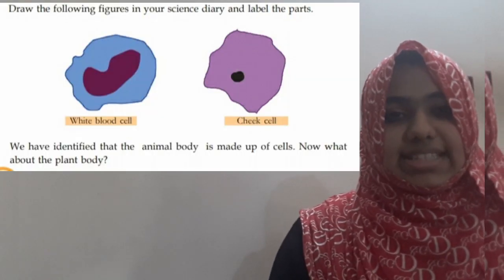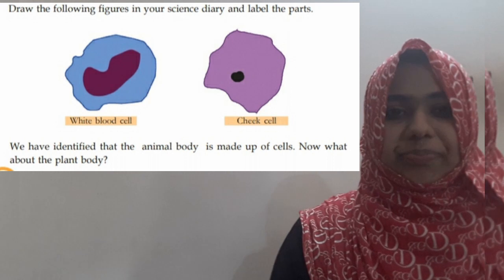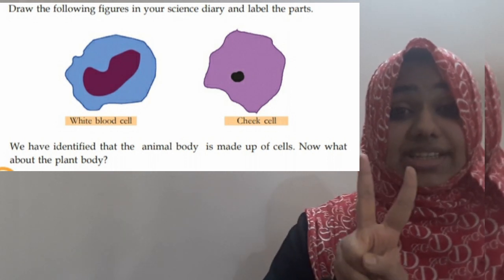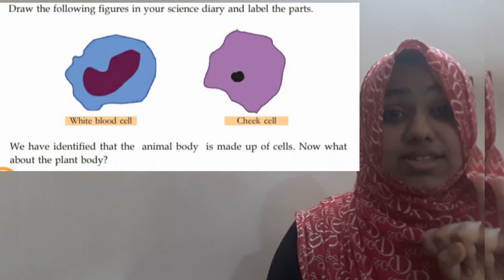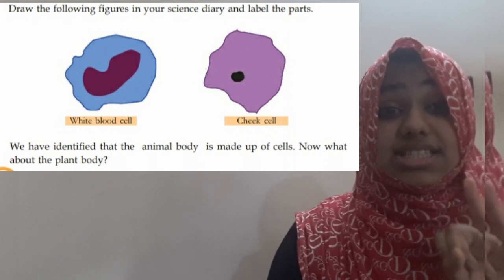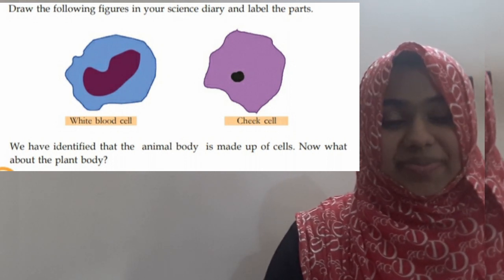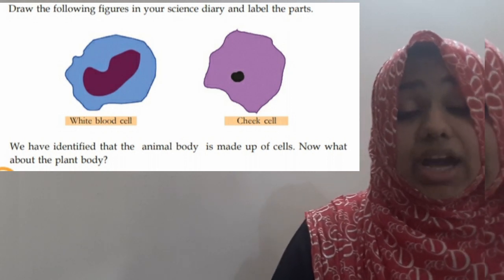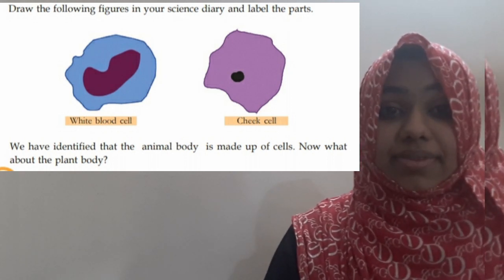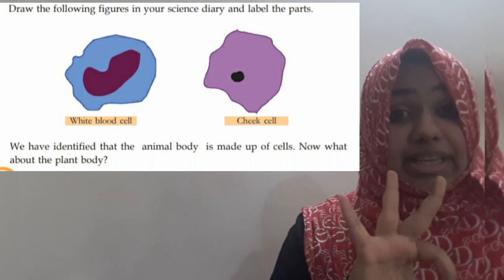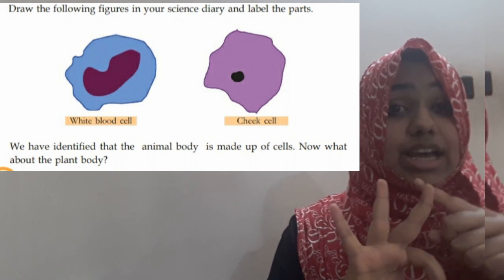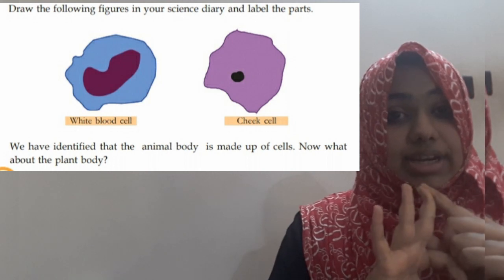Now again, there is an activity. Draw the following figures in your science diary and label the parts. Which are the two cells given here? The given cells are white blood cells, or the WBCs, and the cheek cell. Right. So we are going to label them. How do we label them? It's quite simple. Miss will tell the three parts which you have to label. We learned it previously, so you have to write it down.